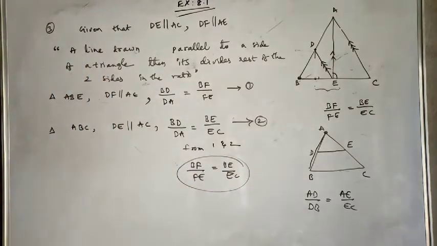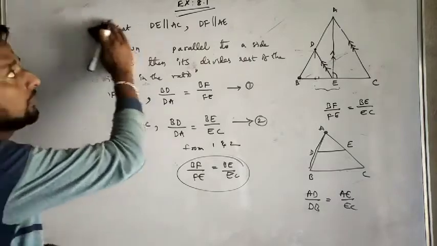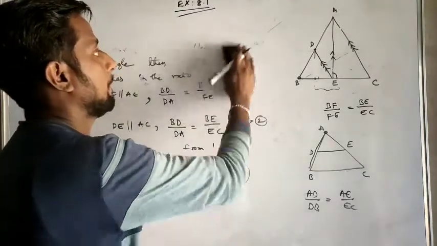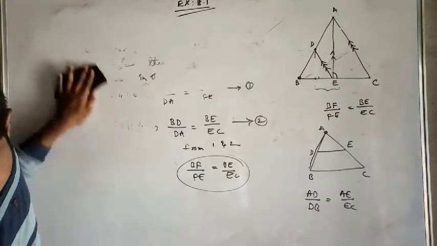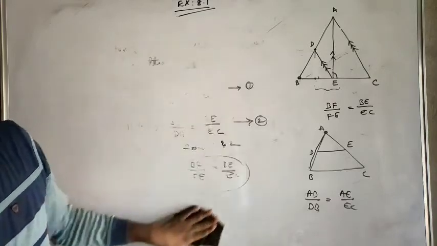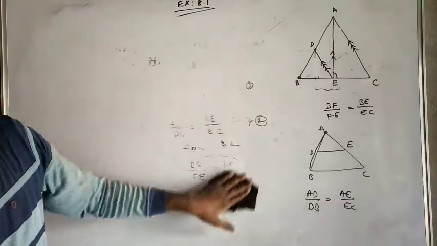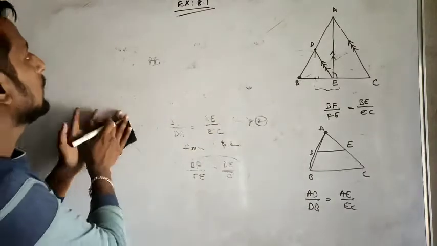Okay, right. Then the fourth question. The fourth question is: prove that a line drawn through the midpoint of one side of a triangle and parallel to another side bisects the third side. Prove that a line drawn. Yeah, we'll see.